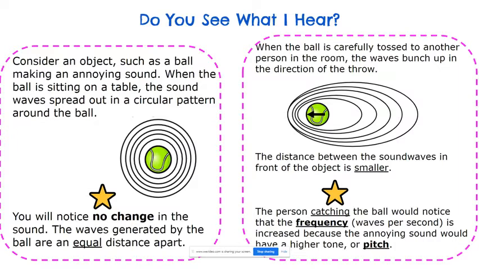So consider an object such as a ball making an annoying sound. When the ball is sitting on a table, the sound waves spread out in a circular pattern around the ball. You will notice no change in the sound. The waves generated by the ball are equal distance apart. When the ball is carefully tossed to another person in the room, however, the waves will bunch up in the direction of the throw. So the distance between the sound waves in front of the object is going to be smaller. So the person catching the ball would notice that the frequency, which is the amount of waves per second, is increased because the annoying sound would have a higher tone or pitch.